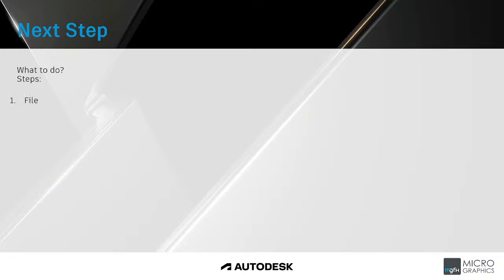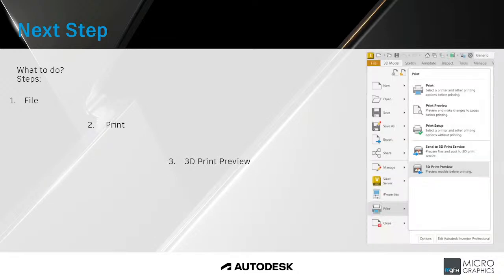You click on the File tab, scroll down until you find the Print option, hover over the print option, and to the right select the 3D print preview option. As you can see, you go to your file, print and 3D print preview option.